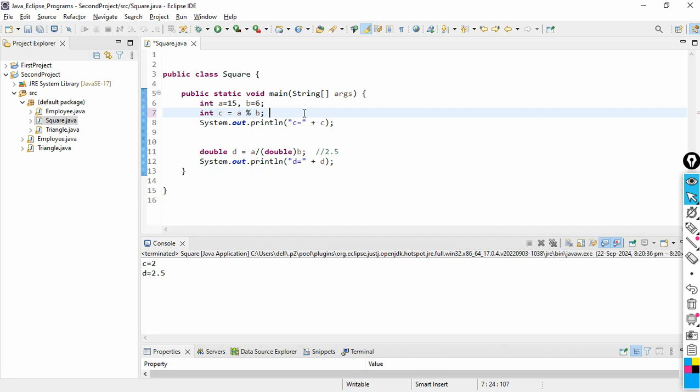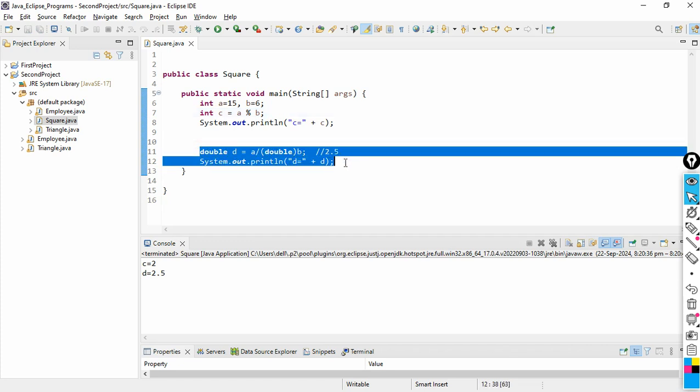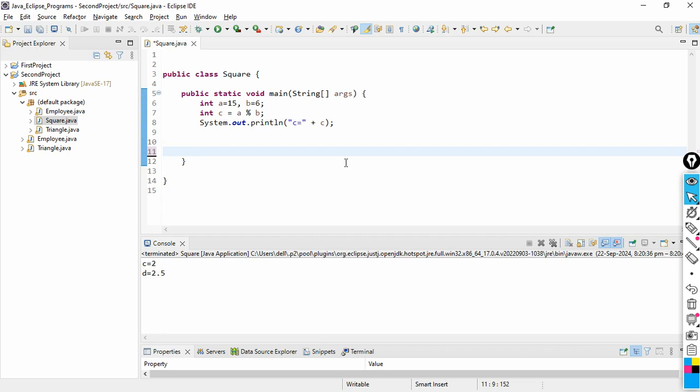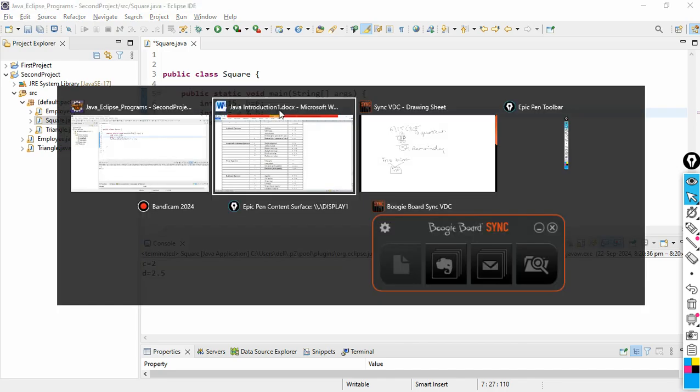Is that clear? Right. What is the answer of C? Okay. So when we give the modulus operator, now this is not required here. Okay, let us understand. The modulus operator gives the remainder of two numbers. Modulus operator gives what? Remainder. Tell me what is the remainder of these two numbers.